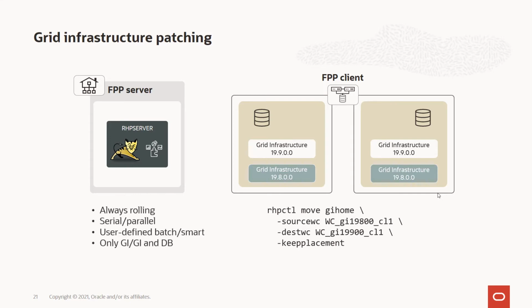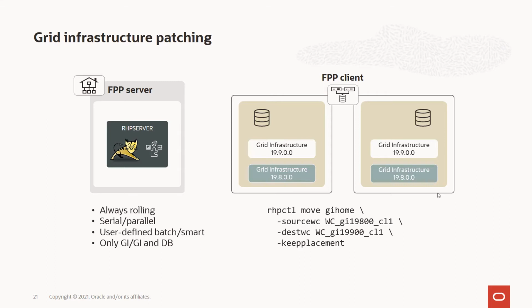As I said, it's always rolling, and what is really also important to mention is that if the customer has specified a drain timeout for the services, this drain timeout is respected. So if I have, for example, 60 seconds for a service, RHP server will relocate honoring the service drain timeout. Okay, but we can also specify different drain timeouts from the RHPCTL command line.